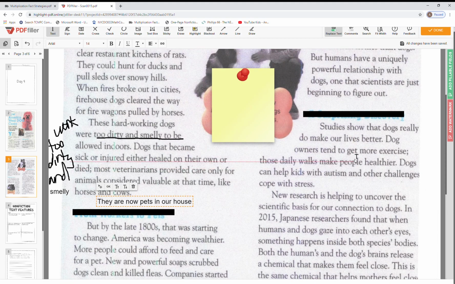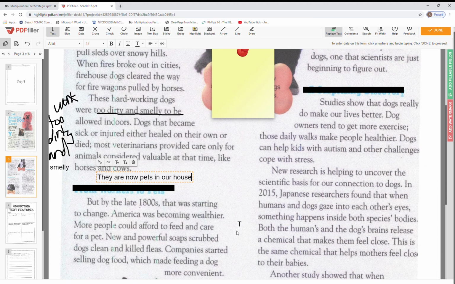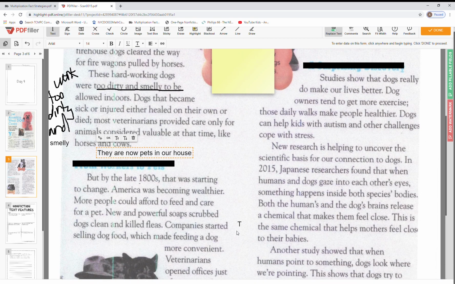Good. Studies show how dogs really do make our lives better. Dog owners tend to get more exercise. Those daily walks help people be healthier. Dogs can help kids with autism and other challenges to cope with stress. New research is helping to uncover the specific basis for our connection to dogs. In 2015, Japanese researchers found that when humans and dogs gaze in each other's eyes, something happens inside both species' bodies. Both humans' and dogs' brains release a chemical that makes them feel close. This is the same chemical that mothers feel close to their babies.